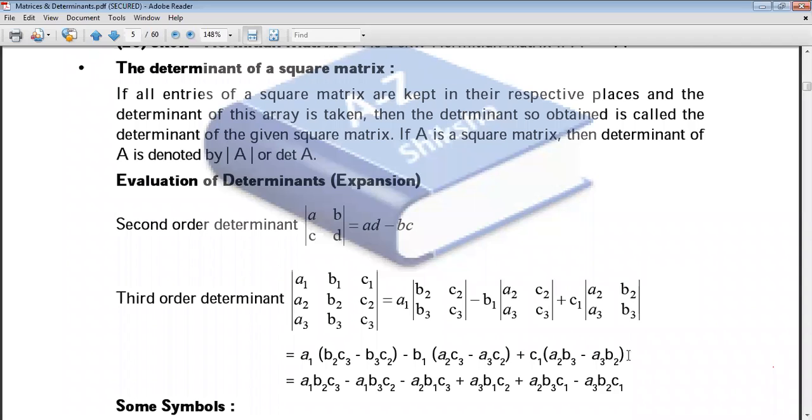The third line, how can you get it? Just multiply a1 with every element, b1 with every element, c1 with every element. The third line is not necessary. The main important thing is the expansion for the first line and the second line. It is very much important regarding the matrix concept. Okay, understood? So in this way, we can expand a second order determinant and the third order determinant. Okay. So next, what?